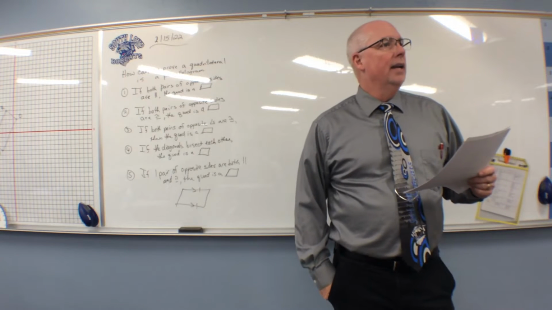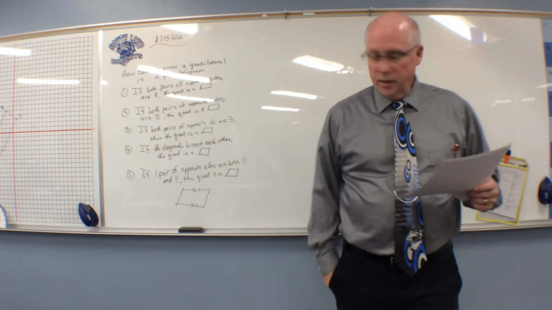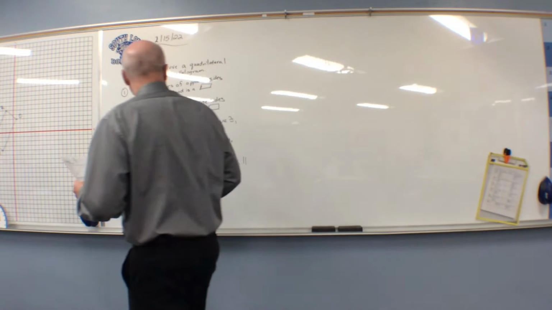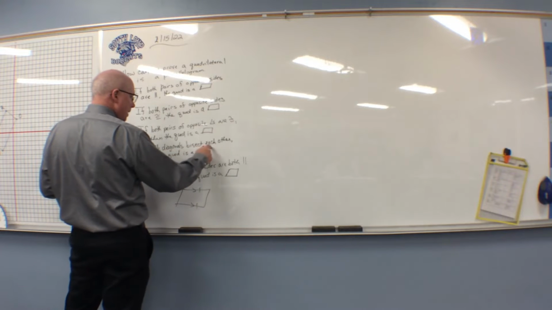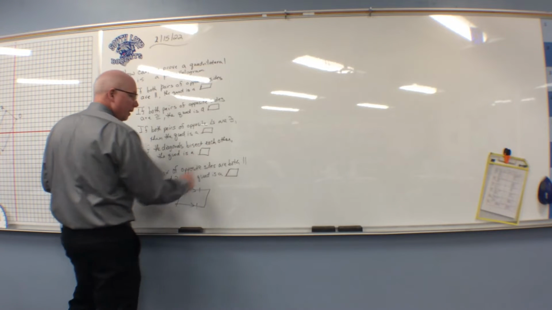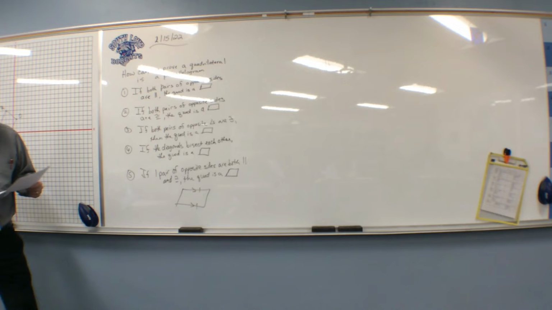Is that a parallelogram? Yes. Yes, and which one of these? Diagonals. All right, so number 4, if the diagonals bisect each other, the quad is a parallelogram. You write that.